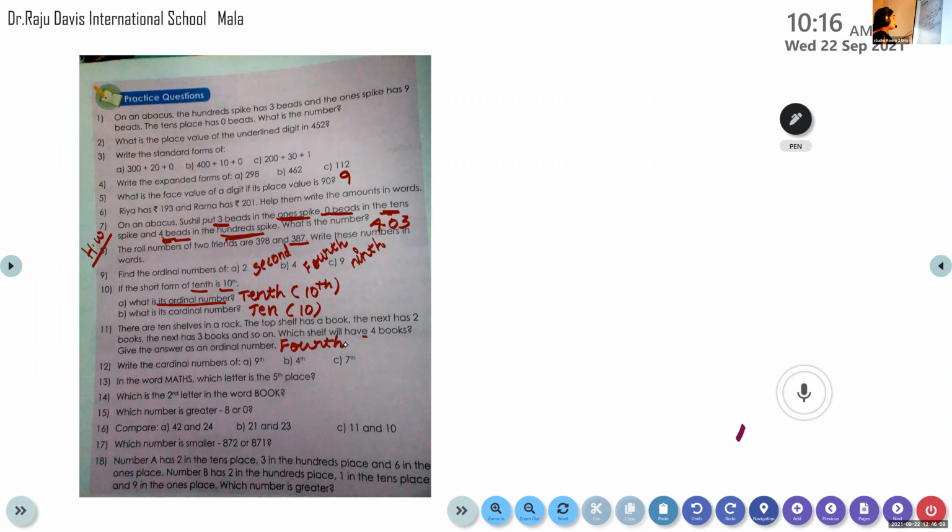Write the cardinal number of ninth. Cardinal number means counting number. So what is the counting number for ninth? Nine. Correct answer, my dear. What about fourth? What is the cardinal number for fourth? Four. Just remove that th, then it will be the cardinal number. And what about the cardinal number for seventh? Seven. Cardinal number means counting number.